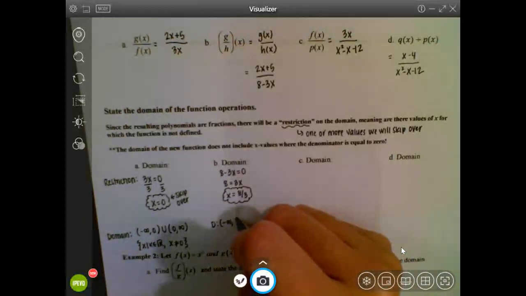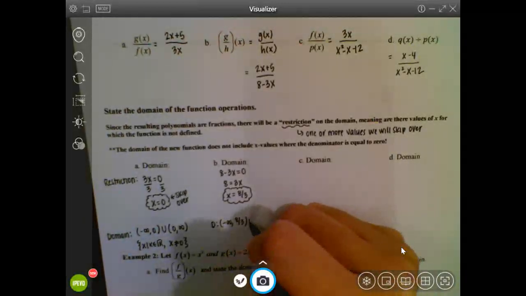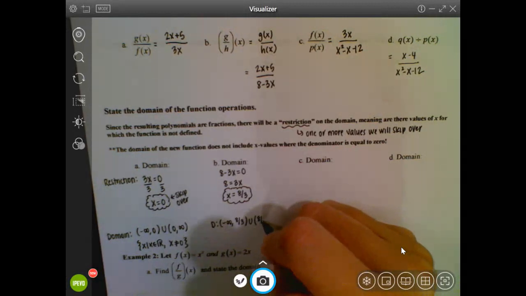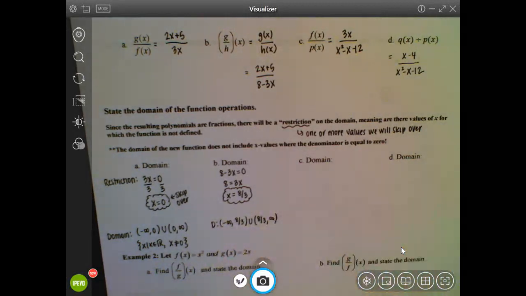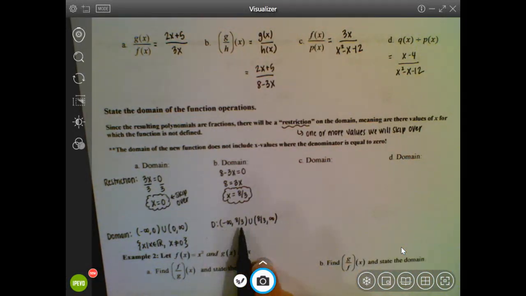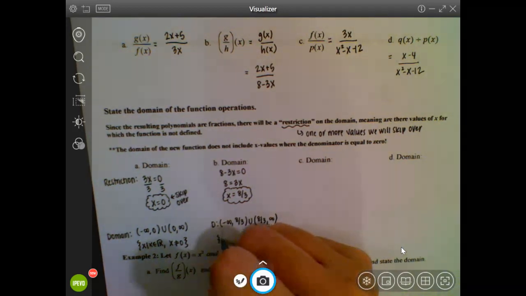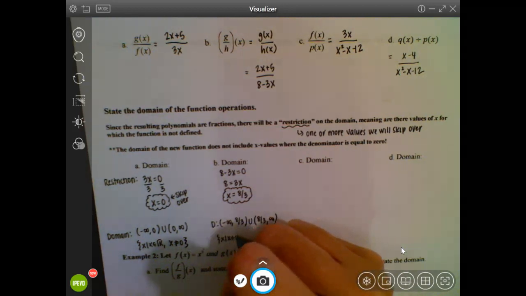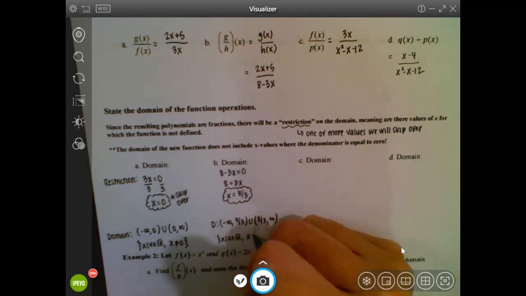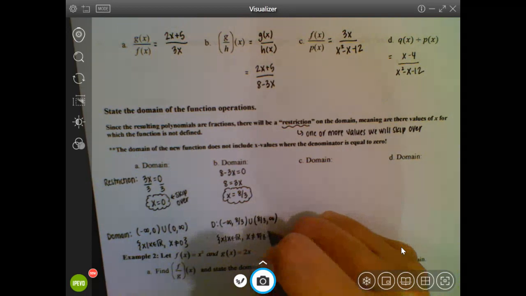So I'm going to put the 8/3 basically where I put the 0 in the last domain that we just wrote in example A. So negative infinity to 8/3, skip over 8/3, start at 8/3 again, and then go to positive infinity. And in set notation, that would be x such that x is an element of the real numbers, x can't be equal to 8/3.